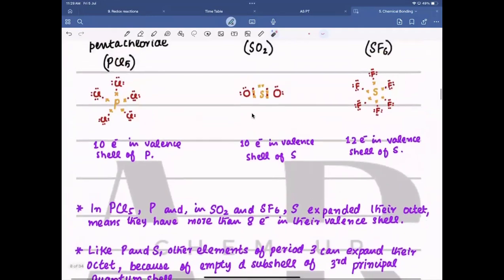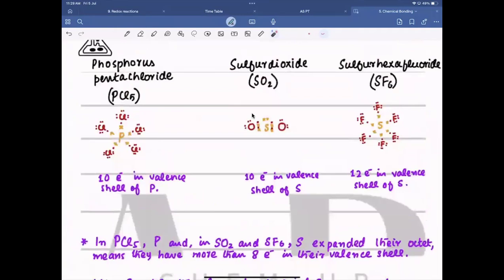Yes, sir. Okay. Now, how are they able to accommodate more than 8 electrons in their valence shell? That's what we will discuss in our next class, on Monday, right? Yeah, inshallah, on Monday. Okay. And I will share this file with you. You can go through it. And one more thing, I will share the Paper 1 MCQs of atomic structure and the modes with you as well.